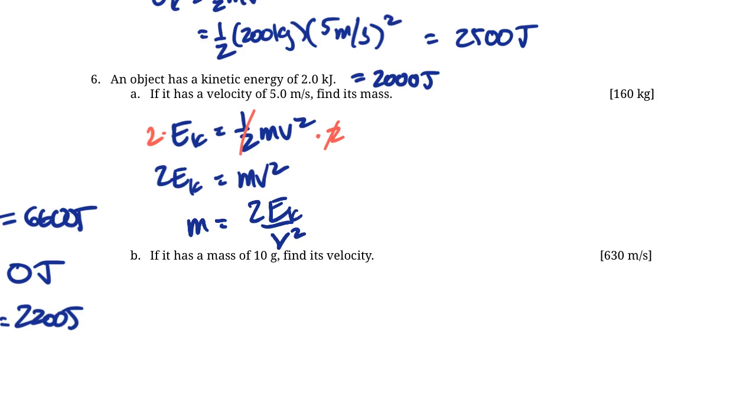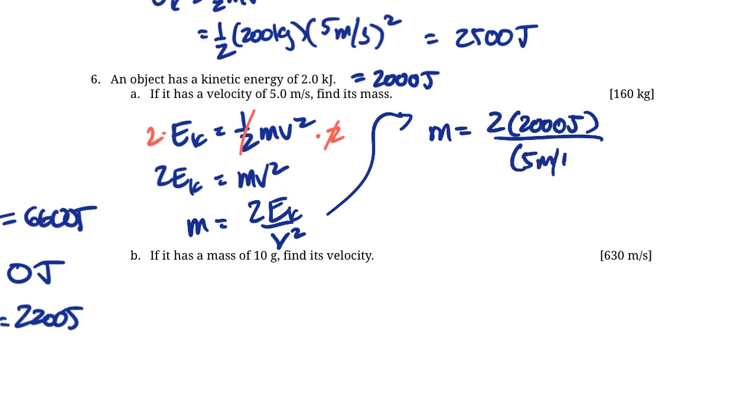There we go. And now I can plug in what I know. So mass is 2 times 2,000 joules over 5 meters per second, squared. If I do that, 2 times 2,000 on my calculator divided by 5 squared, I get 160 kilograms exactly. Okay? The most common mistake with this is people forget about that squared. So just keep in mind that whenever you have kinetic energy, there is always a squared on the velocity.